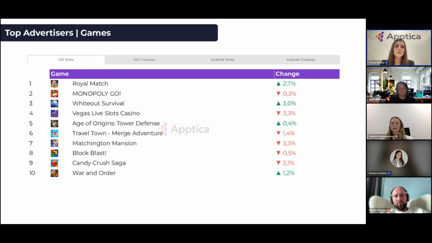When we are shifting to a gaming sector, we see that Royal Match had nice results and became a leader on iOS, both by share and number of creatives, while on Android, Monopoly Go became a leader with a slight decrease by 0.5%. And on Android, the leader was illustrated by Rescue Cut, Row Puzzle, which performed with more than 1 million of creatives.